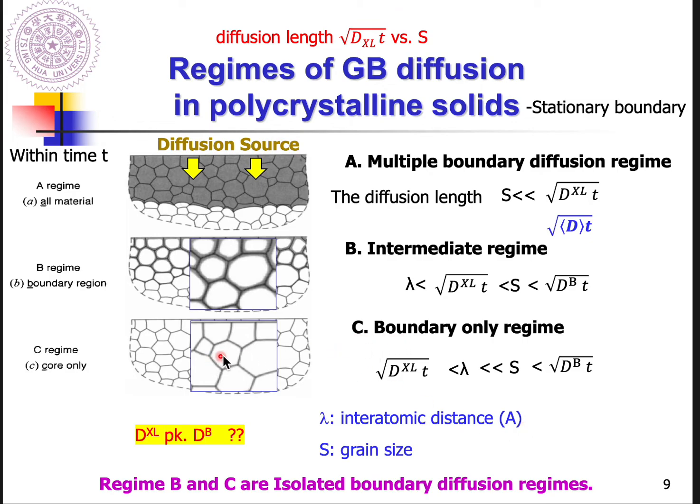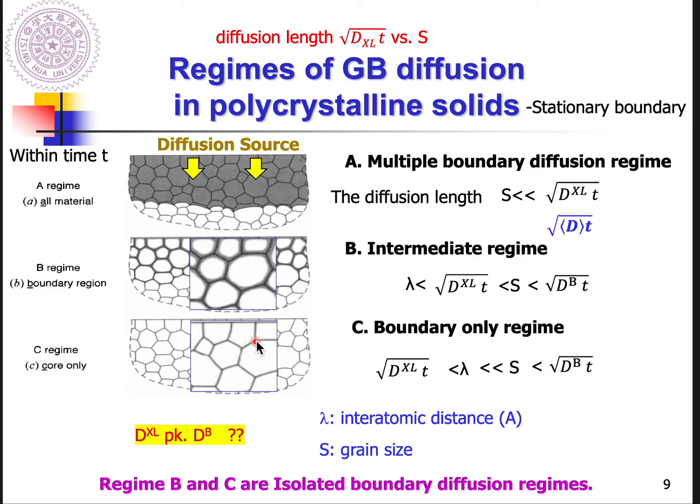But regime C is what? The diffusion distance along the grain boundary is definitely larger than one grain size. But one grain size must be larger than lambda, the interatomic distance. And the diffusion in the grain must be very small, smaller than lambda. So you don't observe any diffusion inside the grain.